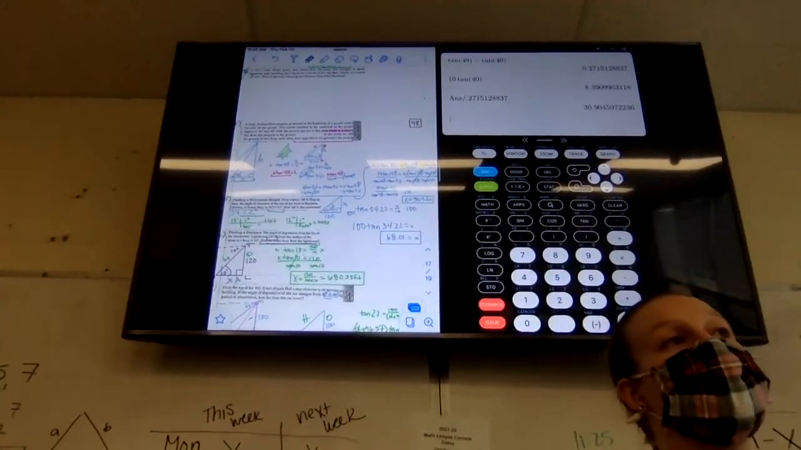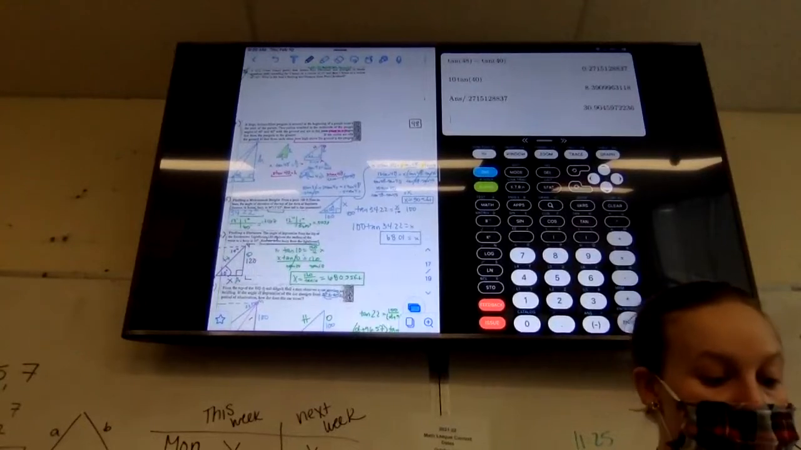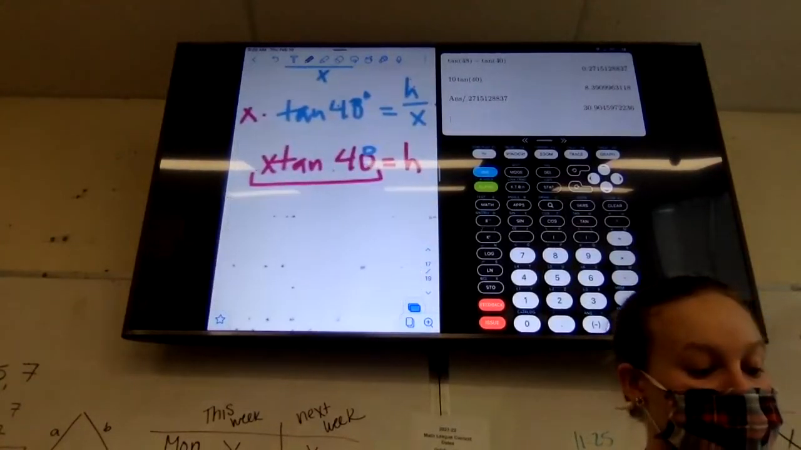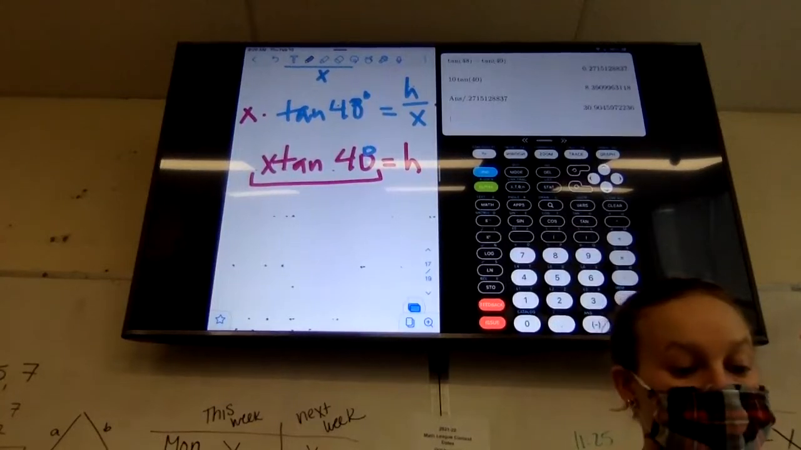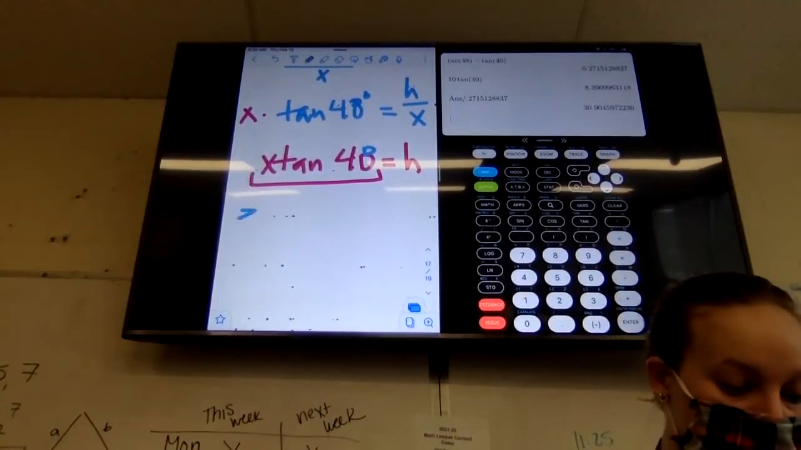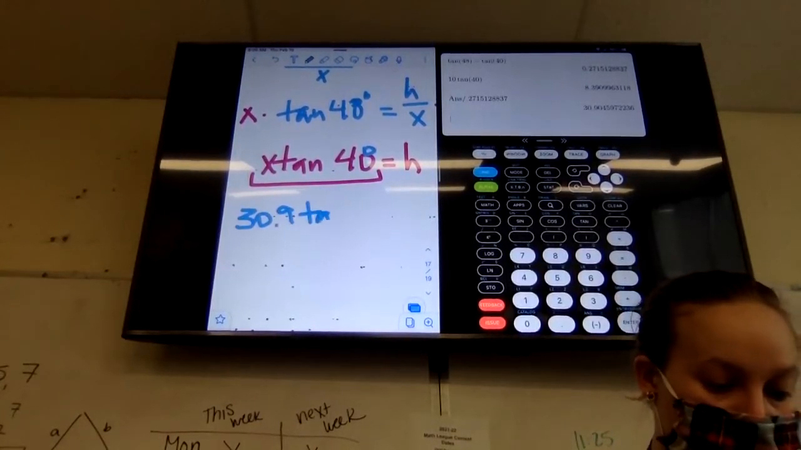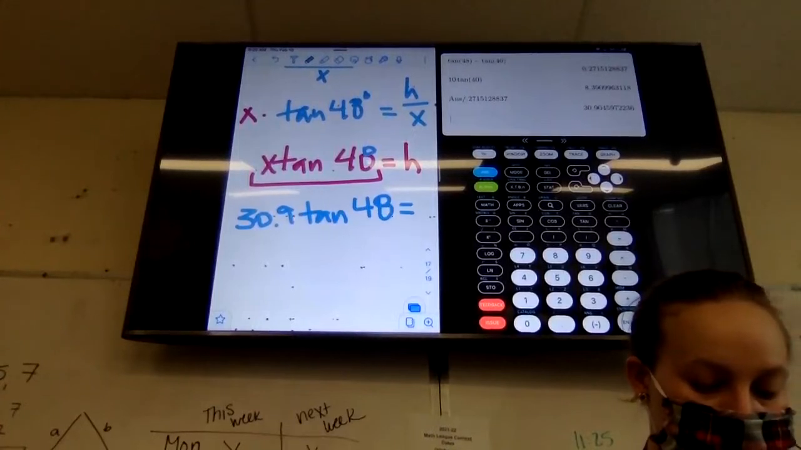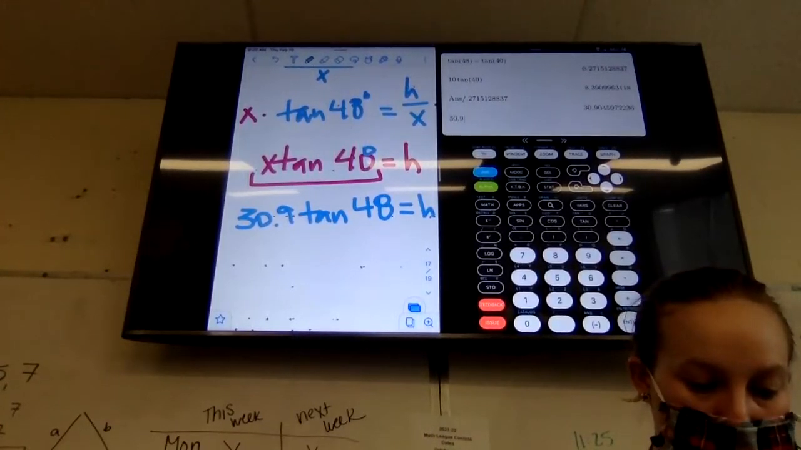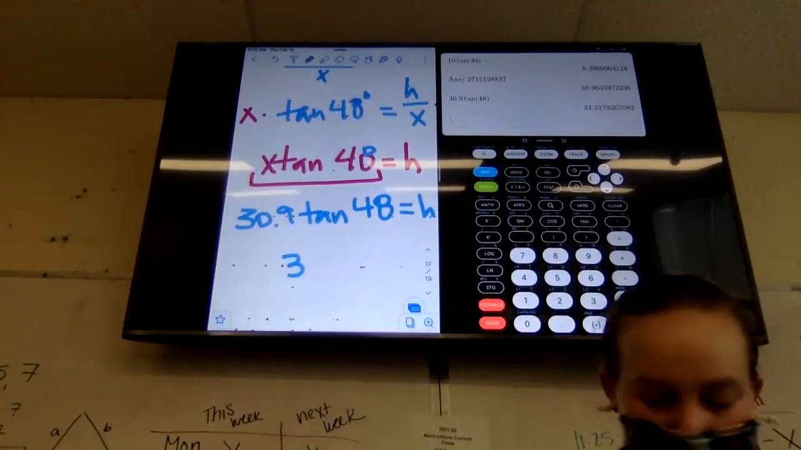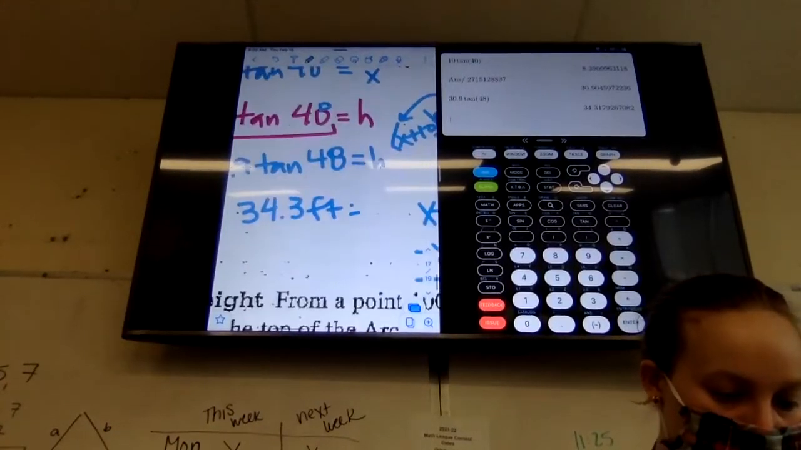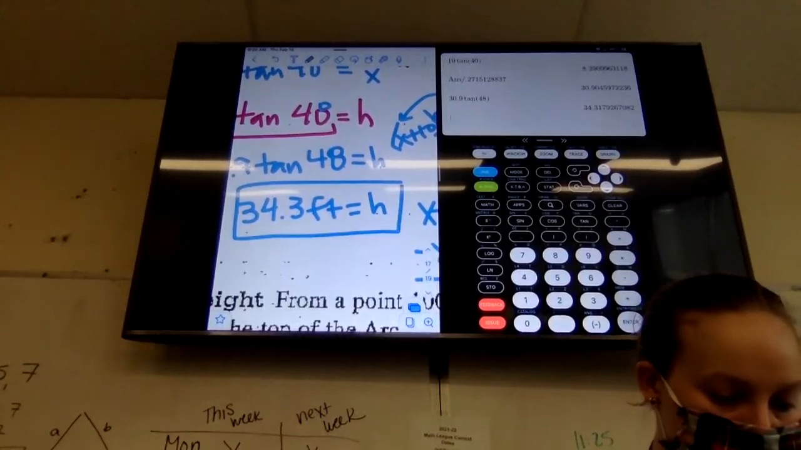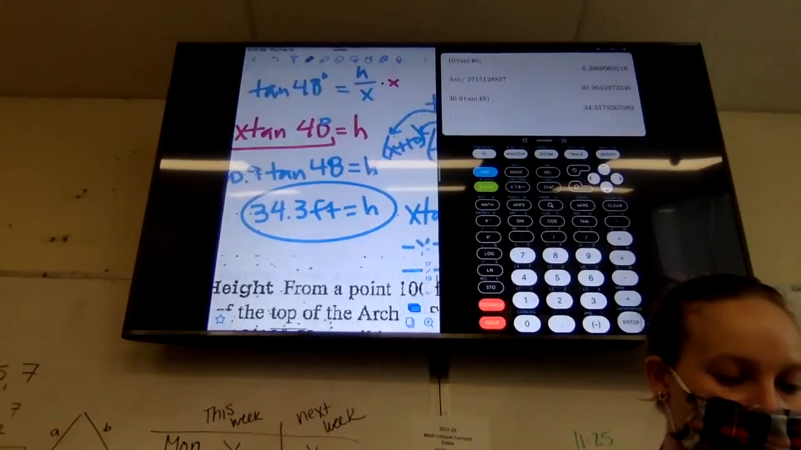Where do you want to plug it back in? I want to plug it in to this equation. I think that one's the easiest one to do. So I'm going to go 30.9 tan 48 equals H, and I'm just going to throw that in my calculator. Even though we had an extra step, it really wasn't that hard of an extra step. So my height is 34.3 feet. That's my height, and that's the actual answer.